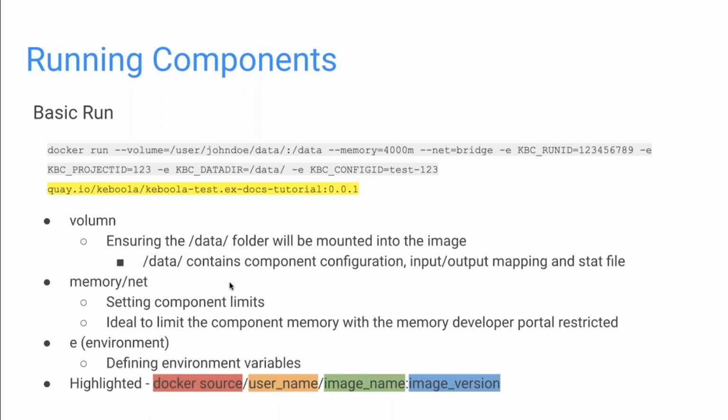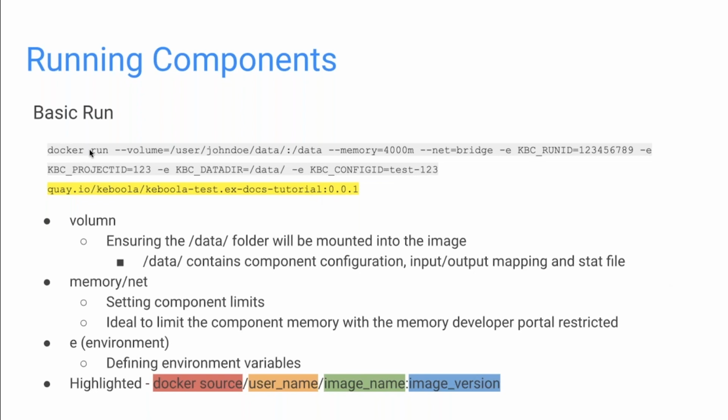Memory and net basically set up the component limits. It's ideal to limit the component memory to what the developer portal restricts, so you will know that you will bounce on the memory when you're developing the component. E means environment variables.